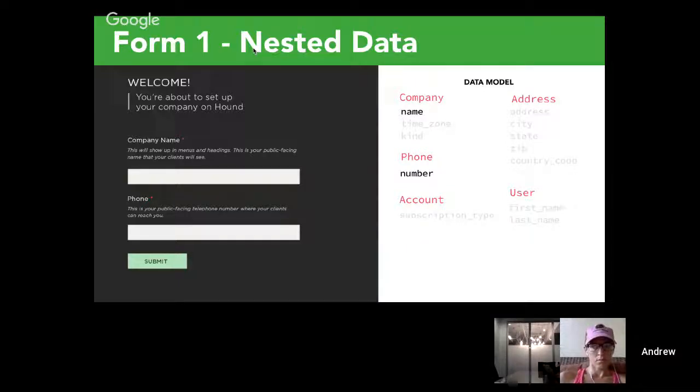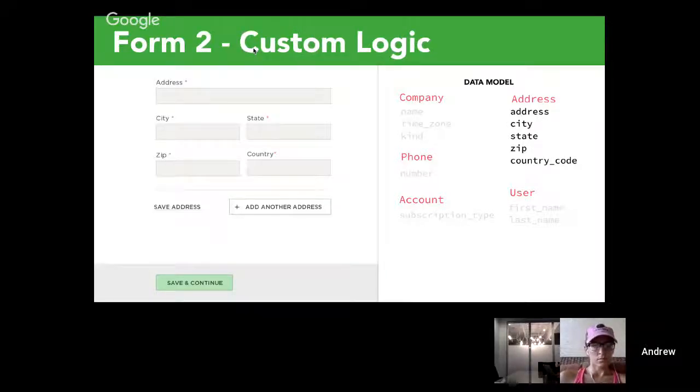So in our first form that we're going to build here, we're dealing with the problem of nested data. In this, we have a company and a phone model, both in the same form. Pretty simple. The second one, it's all the same model, but we're adding and removing stuff, and it's custom logic of adding and removing different addresses in the same form.